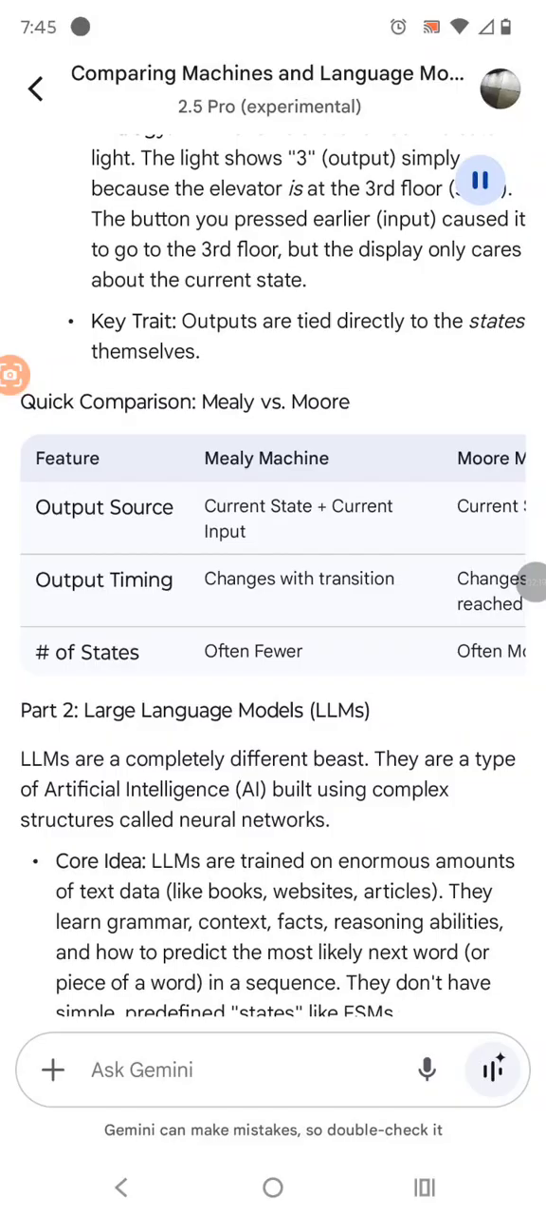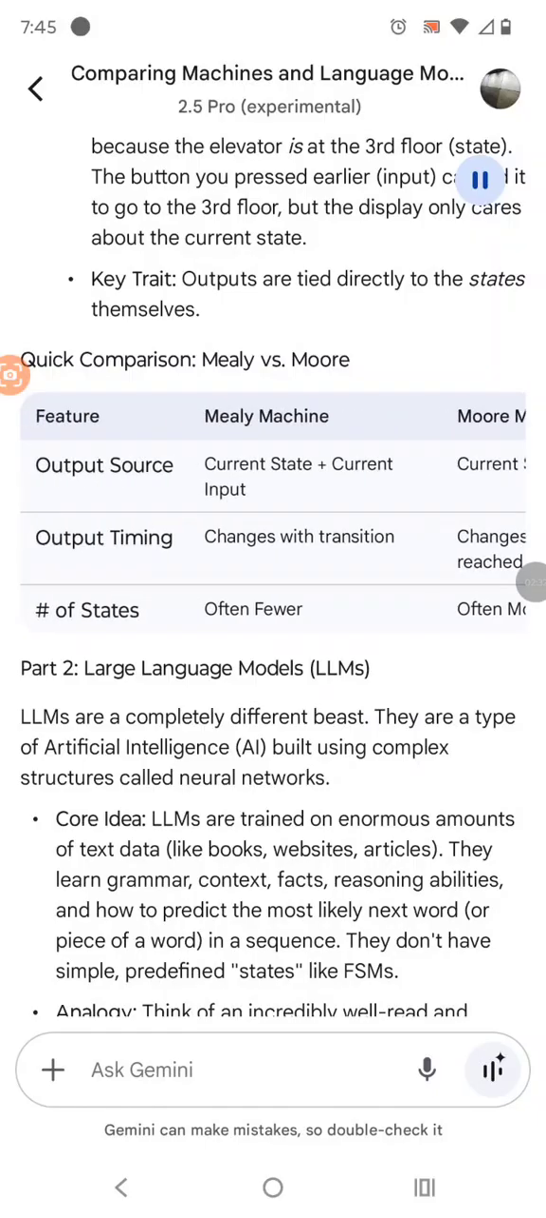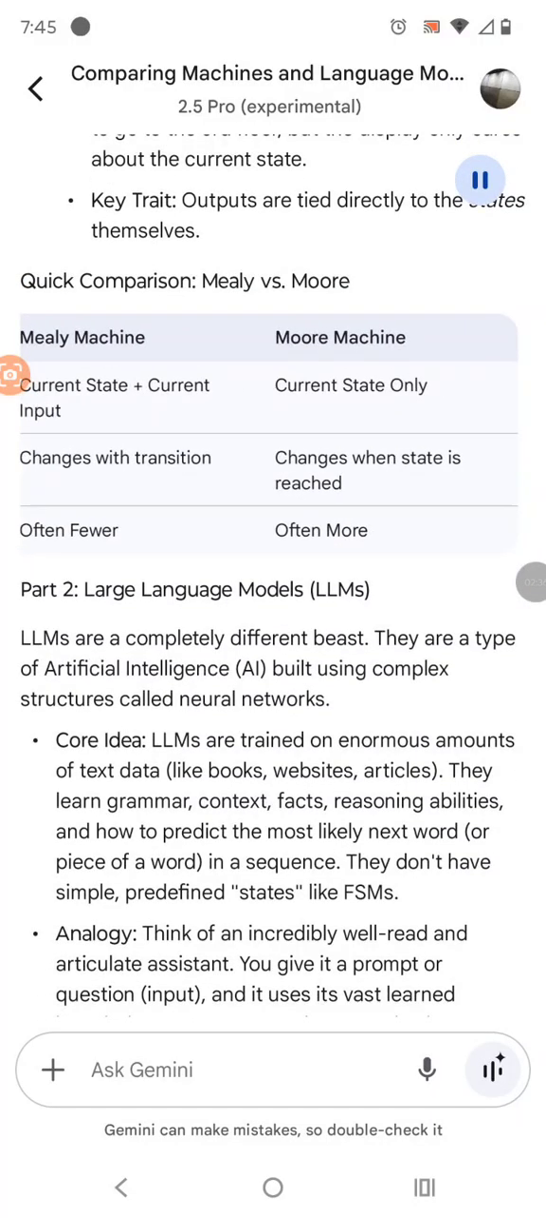Quick comparison. Mealy versus more. Feature. Mealy machine. More machine. Output source. Current state plus current input. Current state only. Output timing. Changes with transition. Changes when state is reached. Of states. Often fewer. Often more.